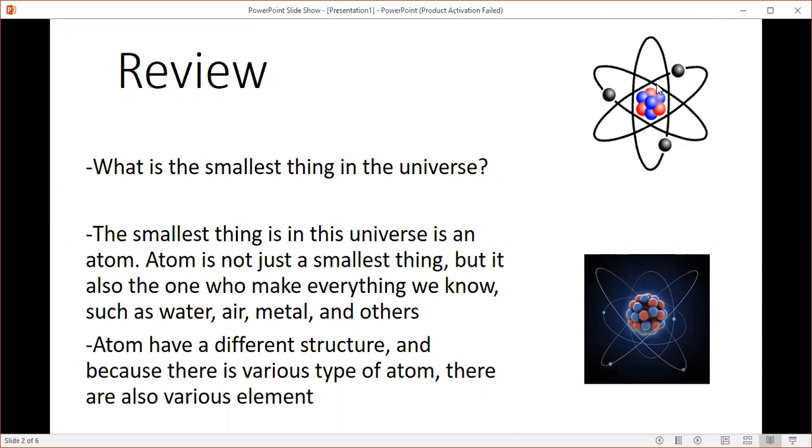So we see in this picture, this is the 2D image of an atom. We see there is a blue and red round circle in the middle, and then there is also a black line and black dot, and we will soon know what that means. Okay, next.